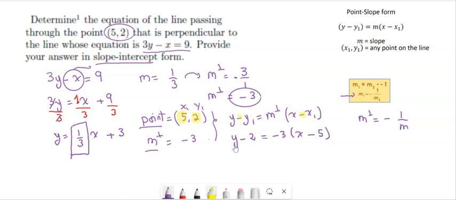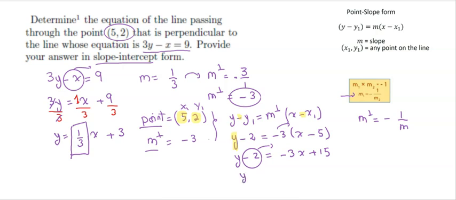From here I want to solve for y, so I'm going to start by distributing the minus 3, so y minus 2 equals minus 3x plus 15. Move the minus 2 to the other side, and this will become y equals minus 3x plus 15, and the minus 2 will become plus 2. And the answer will be y equals minus 3x plus 17. That's all.